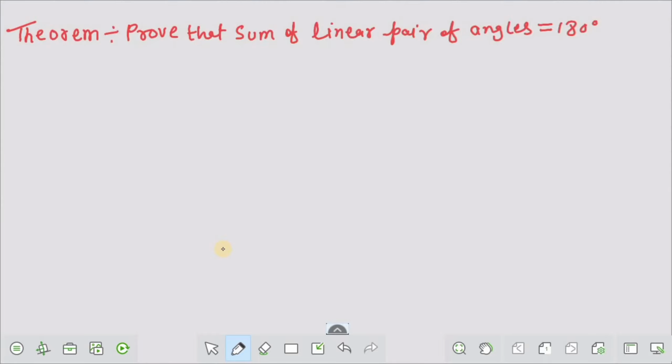Hello students, so in this video we are going to prove this theorem of 9th class. The theorem is: prove that the sum of a linear pair of angles is equal to 180 degrees. Okay, so first of all let's draw a linear pair of angles.